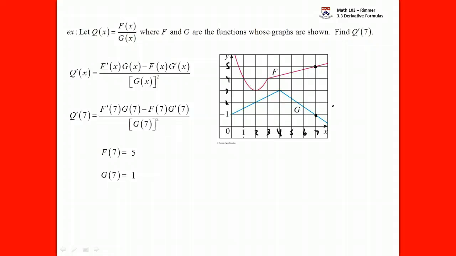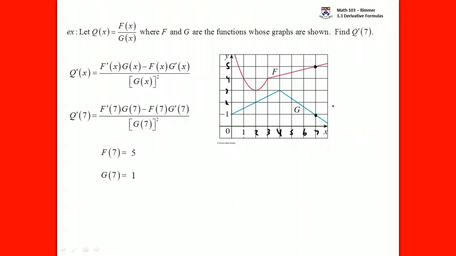Now, how about the derivative? Remember, the derivative is the slope of the tangent line. If your function is linear, then the tangent line and the function are alike. They're exactly the same. So at x equals 7, there's no difference in the tangent line slope and the line, which is the function. They both are linear.